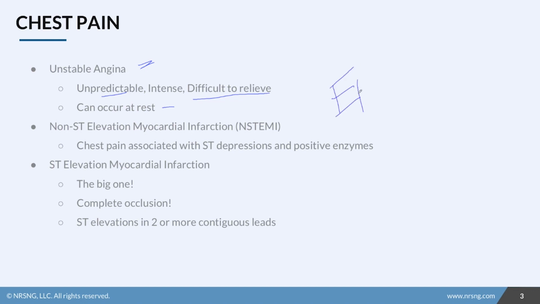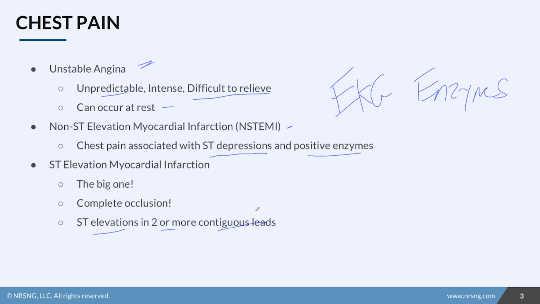With any of our chest pain patients, we want to do two things. We want to get the EKG and cardiac enzymes. That's the blood work, right? If we see ST depressions and positive enzymes, that's probably going to be an NSTEMI. If we see elevations in two or more contiguous leads, that means next to each other, we can assume they are having a STEMI, the big one. That is a complete occlusion of a coronary vessel. And in this situation, many facilities are now calling for a code STEMI, which activates the cath lab, activates the STEMI team. Check with your facility about that.